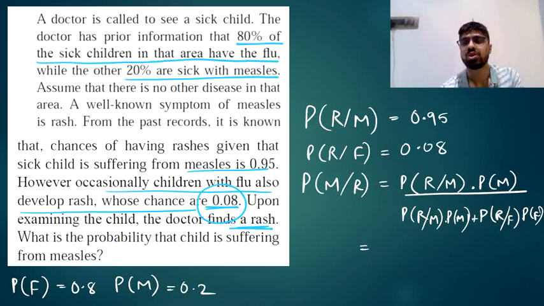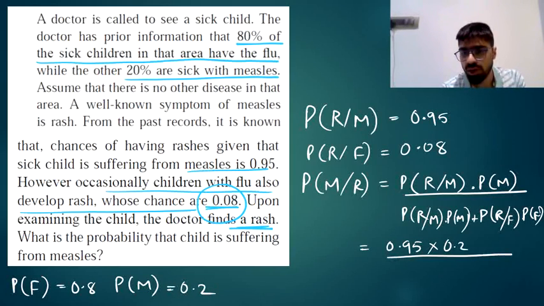Okay. So P of R given M, that is 0.95, into P of M, which is 0.2, divided by P of R given M and P of M, which are 0.95 and 0.2, plus P of R given F, that is 0.08, into P of F, which is 0.8.